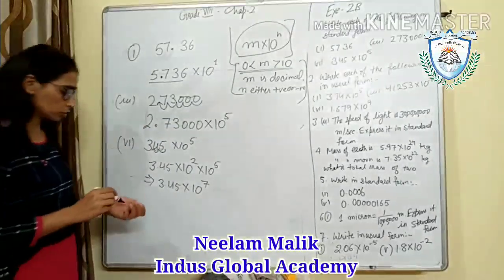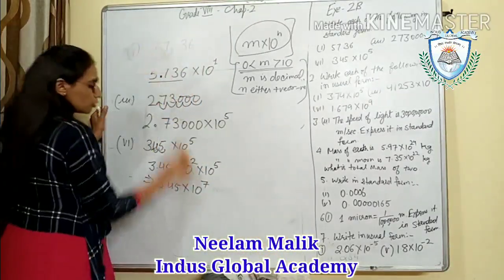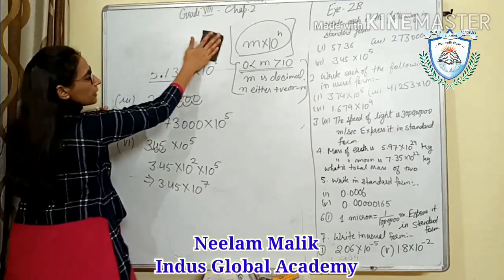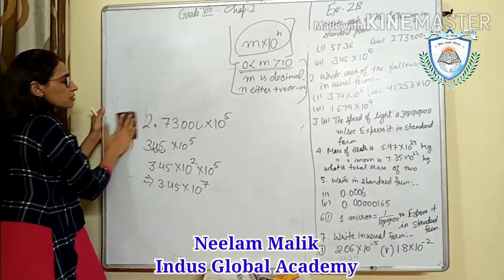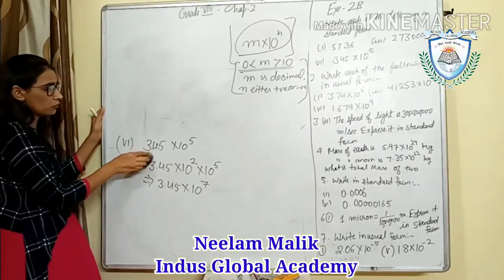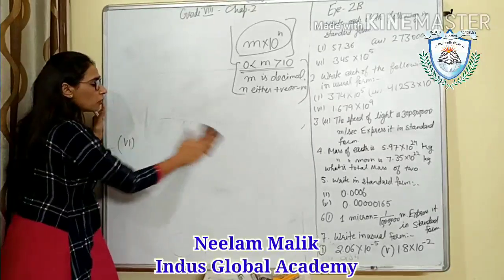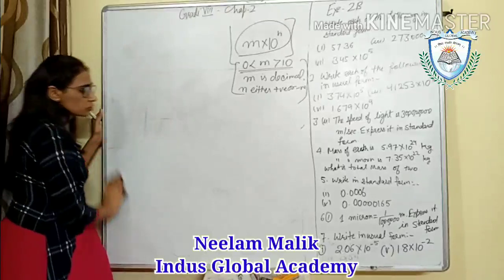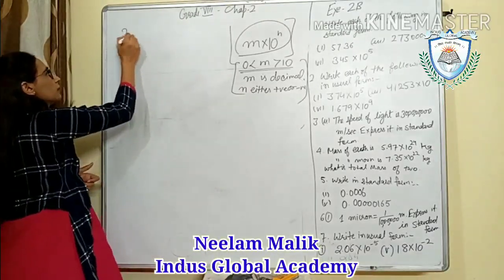Now question number 2. In question number 2, write each of the following in the usual form. Usual form means this form, or you can say when a number does not contain any power of 10. It is a simple number, and you have to write it simply.